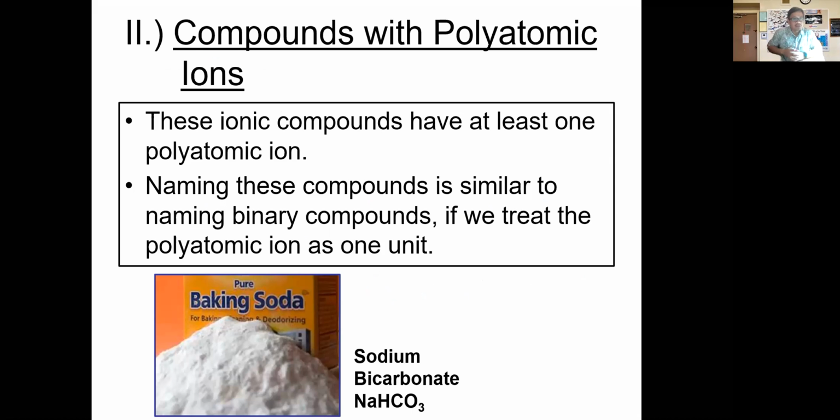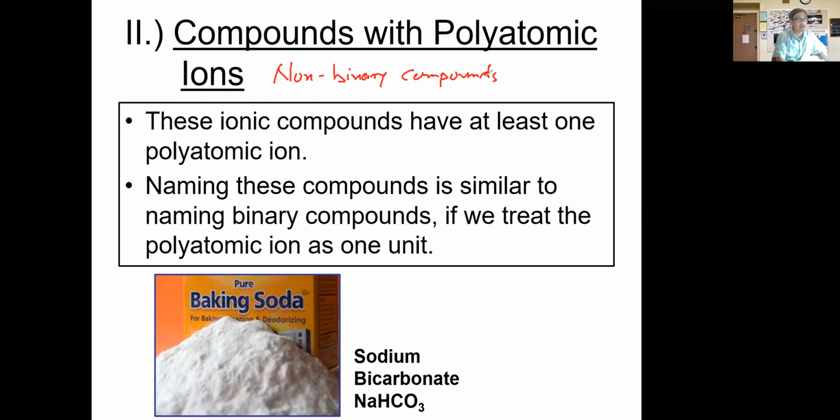We're counting elements. So with non-binary compounds, that is compounds that have these polyatomic ions. I refer to these as non-binary compounds, so I'll be referring to these from now on as non-binary compounds. What makes them unique is that they have polyatomic ions.